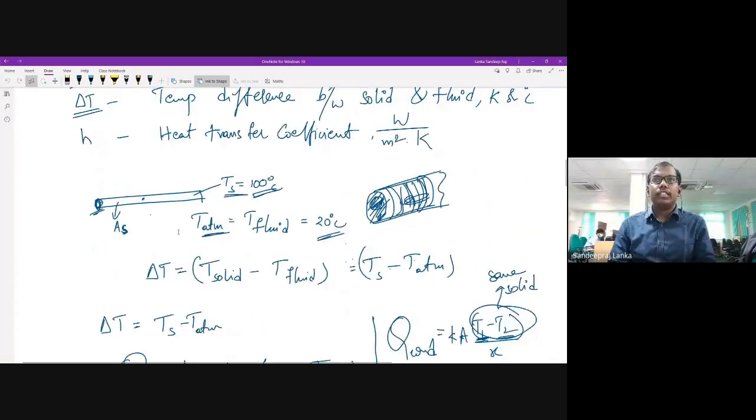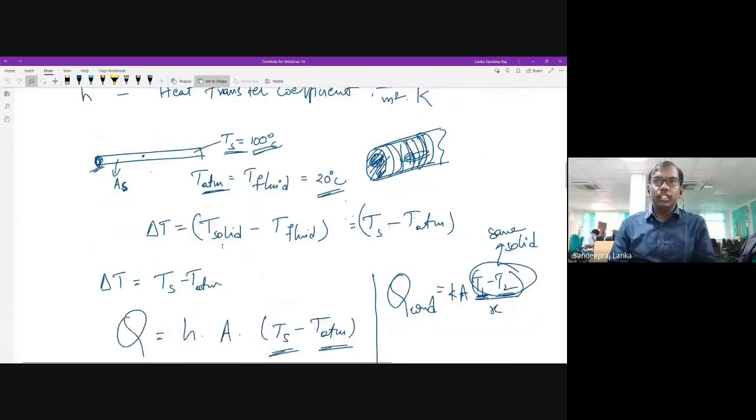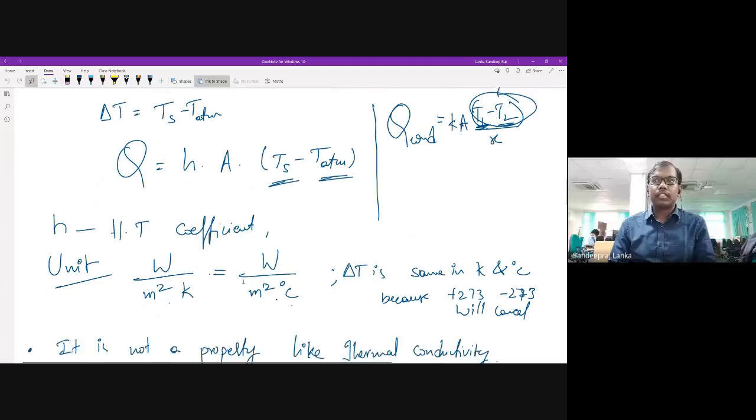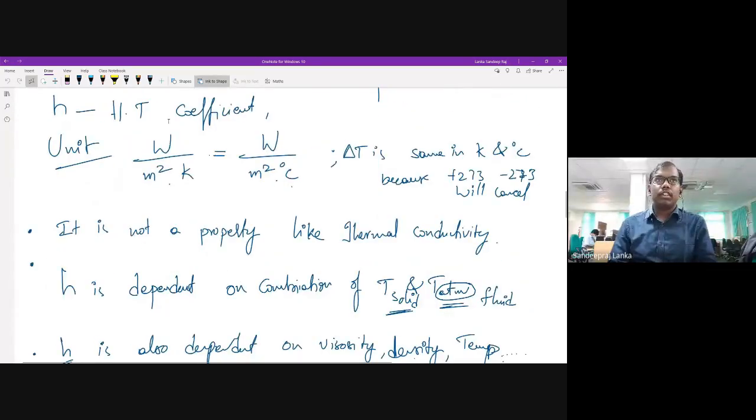And then we have seen this example. Using this example, we have understood a little bit, and then we have seen the story of h. h is called the heat transfer coefficient. Its units are the same in watt per meter square Kelvin and watt per meter square degree centigrade also. Both values will be the same.